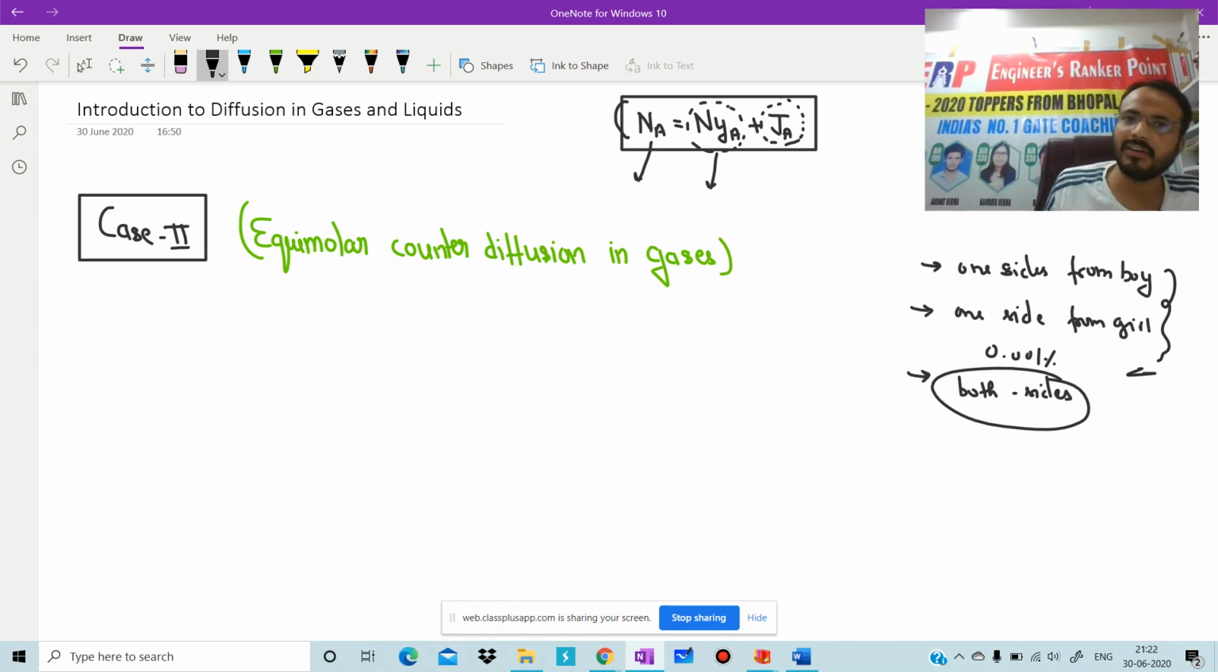In a similar way, equimolar countercurrent diffusion in gases means the value of NA should be equal to minus NB. Both are the same but opposite in direction, because opposite poles attract.